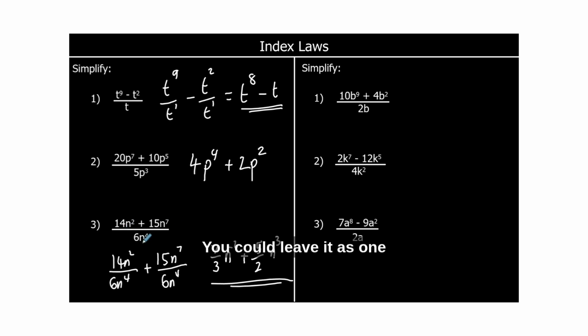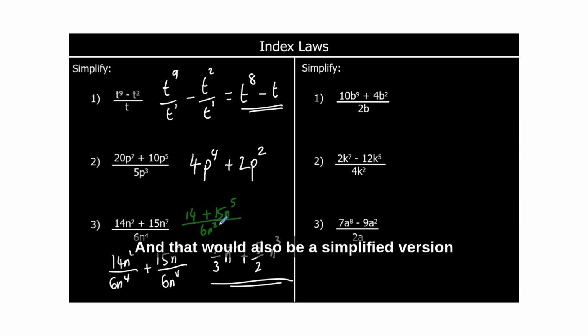You could leave it as one big fraction and just simplify the n's. So if you divided everything by n squared, you'll have 14 plus 15n to the power of 5 over 6n squared. And that would also be a simplified version of that expression. 3 for you to try, so give these a go.